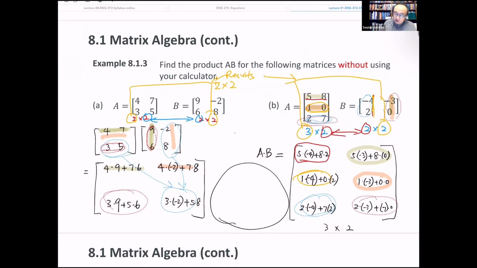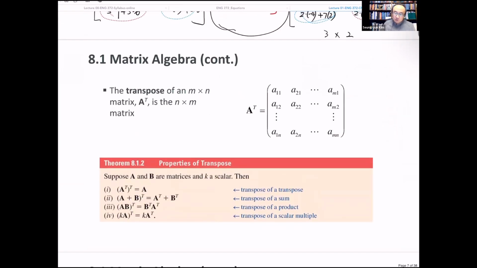We also need to multiply by a scalar. Let's say 5 times A. That means we need to multiply 5 by every element inside that matrix: 20, 35, 15, 25. Another important one is the transpose matrix.